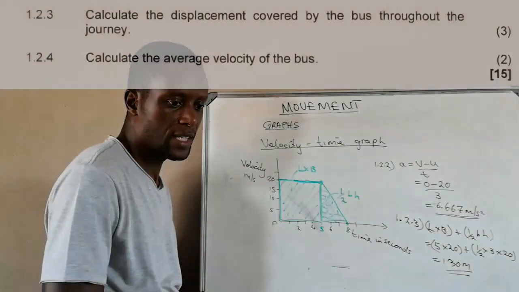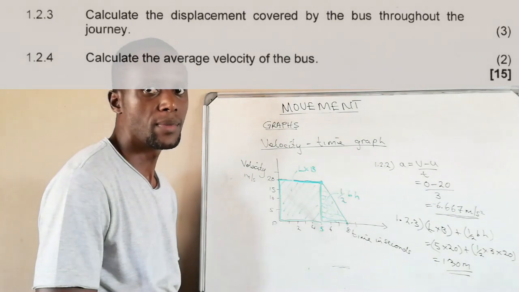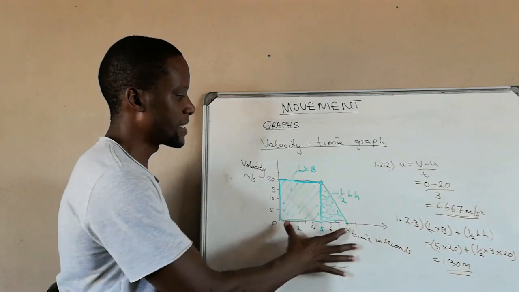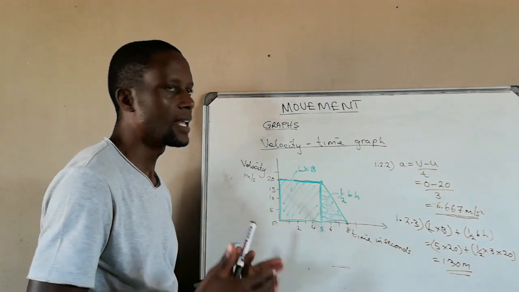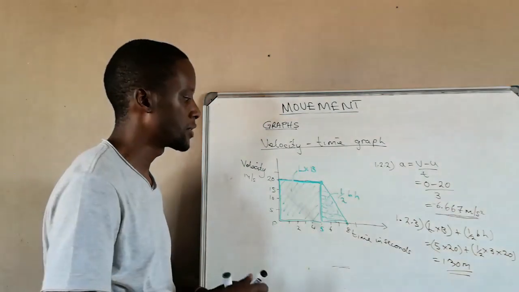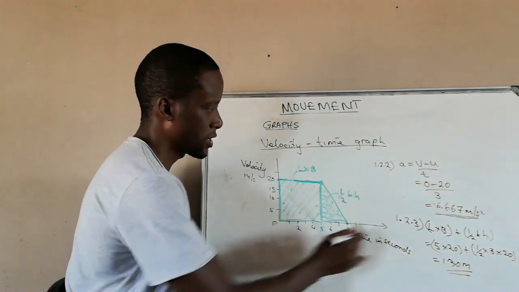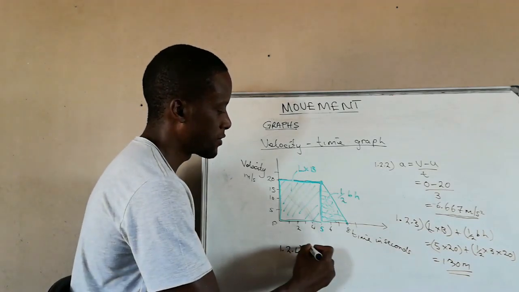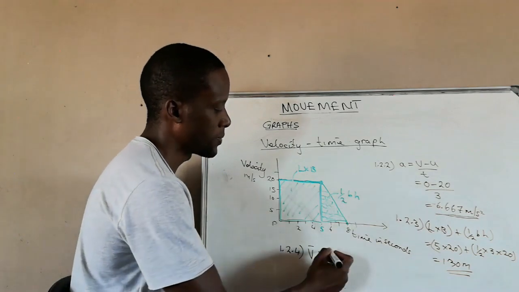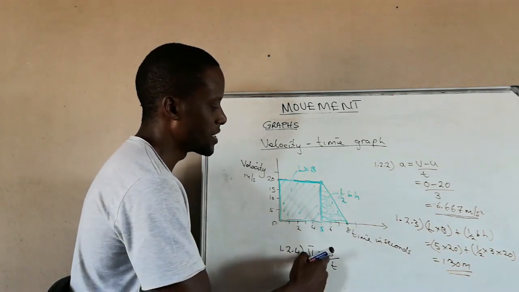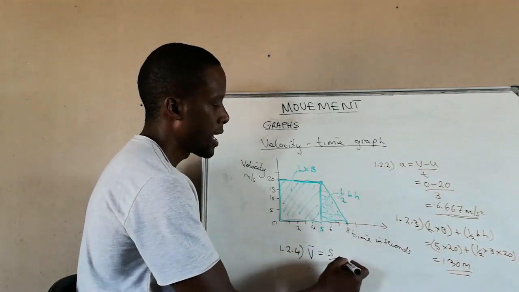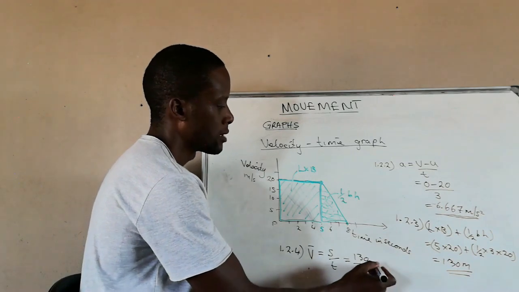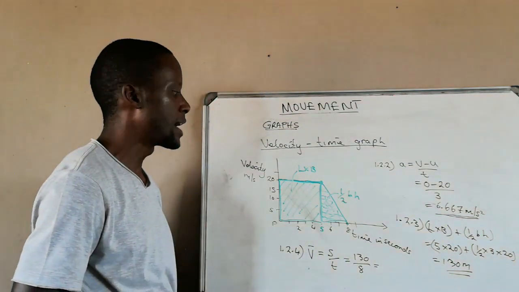Then the last question says calculate the average velocity. Now average velocity, remember, like we did in the previous graph, we are just assuming that throughout the 8 seconds it could have been traveling at this velocity without slowing down or without increasing. So with average velocity, that's our last question, 1.2.4. Remember what we said, average velocity, we put a bar on top to indicate that it's an average velocity. You would take the total displacement, which means our 130, and divide by the total time, which is 8.